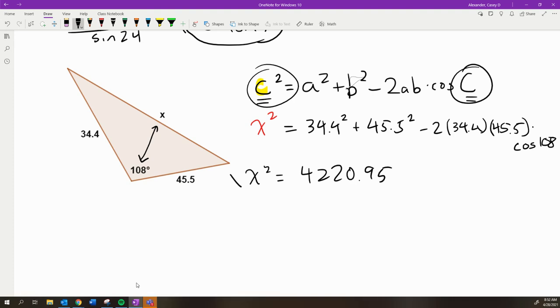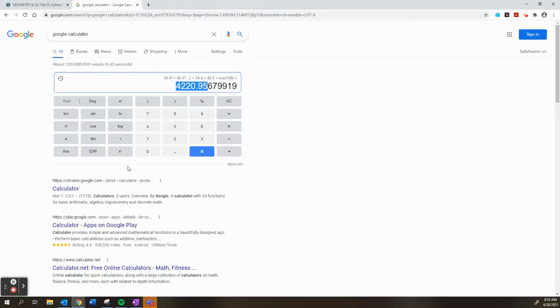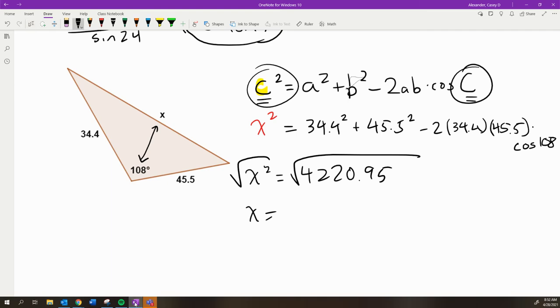4,220.95, but I have to take the square root of that number to actually find x, because it's x squared. And so the last thing we need to do on our calculator here is take the square root of that answer. And so we get almost exactly 65. 64.97 was the answer on this one. So, phew, we did it.